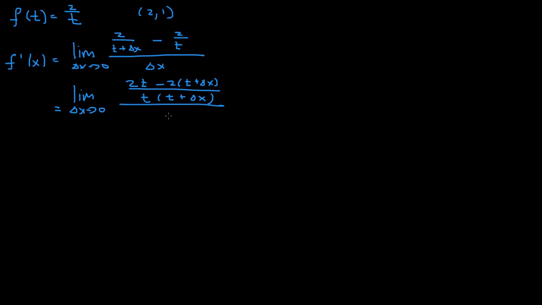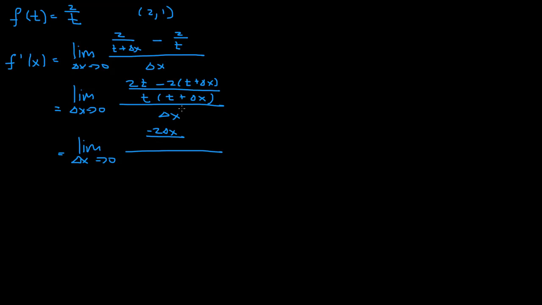Okay, let's see what happens here. Delta x is still in the bottom, at the very bottom that is. We have the limit as delta x approaches 0. Now how does that numerator simplify? We're going to have 2t minus 2t minus 2 delta x. So the numerator of the numerator simplifies to negative 2 delta x.